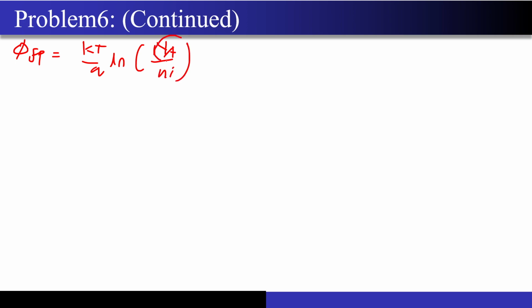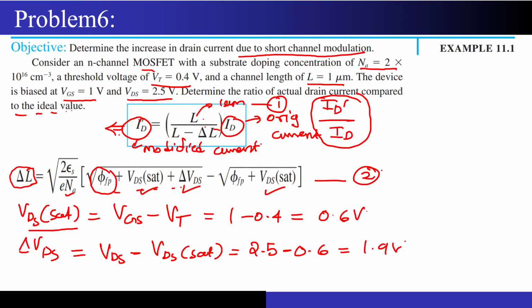Right? Na, because in NMOS you have a P-type substrate, right? You have a P-type substrate, correct? So that's why you have a Na over here. So now let's see what is the value of 5 FP. So 5 FP is what? 0.0259 into ln of, what is the formula, what is the Na value they have given to me?